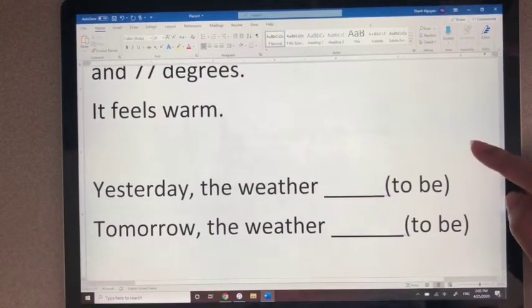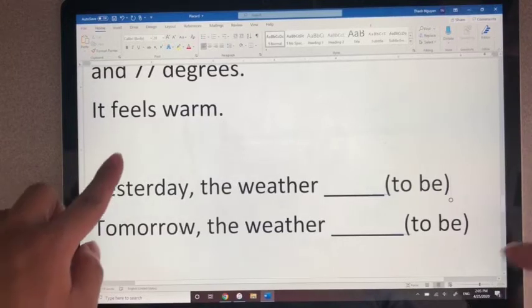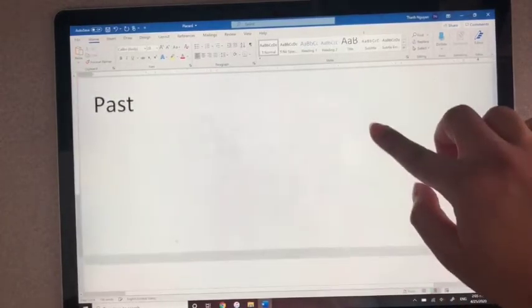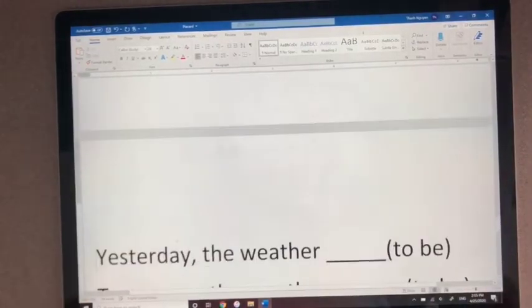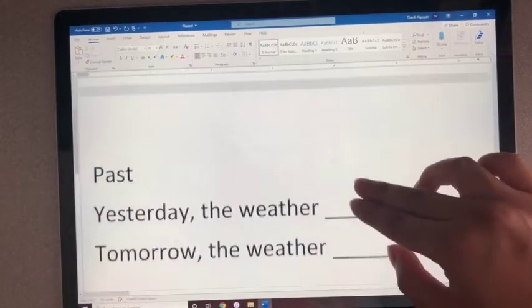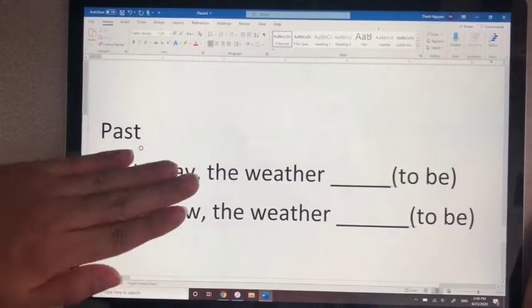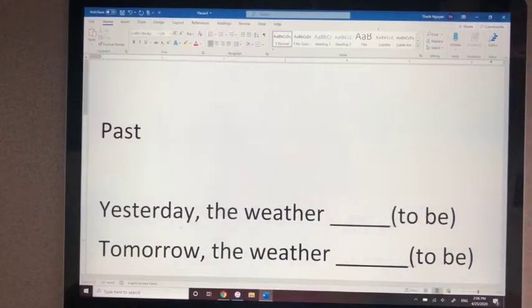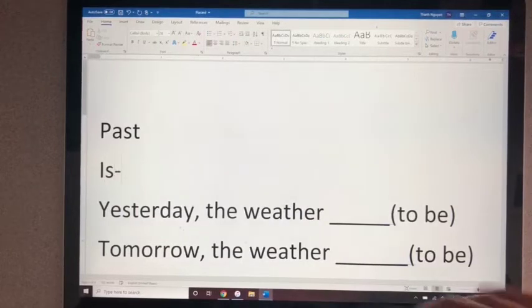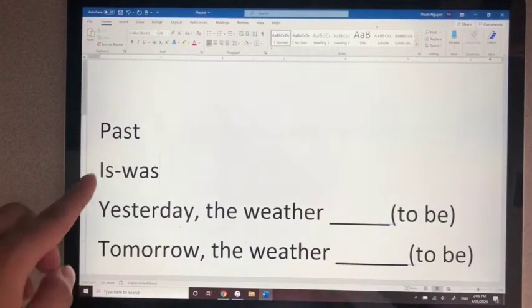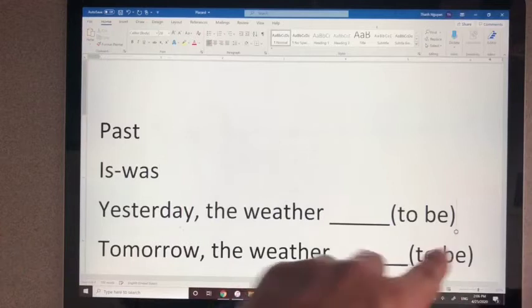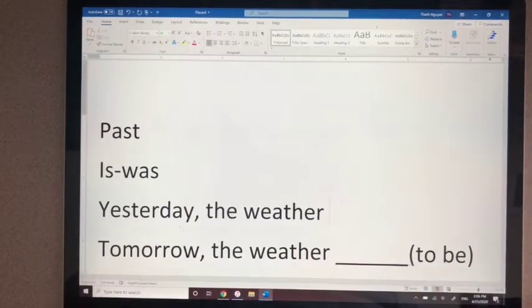So let's talk about yesterday. When we talk about yesterday, we're talking about the past. So if we're talking about today, we say the weather is, but since we're talking about the past, we use was. Is for the present, was is for the past. So we say yesterday, the weather was cloudy.